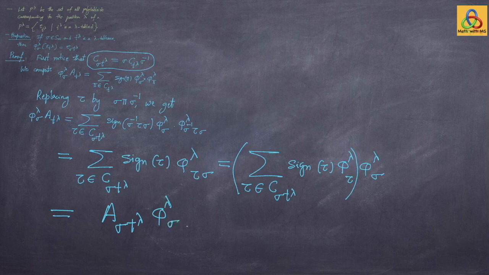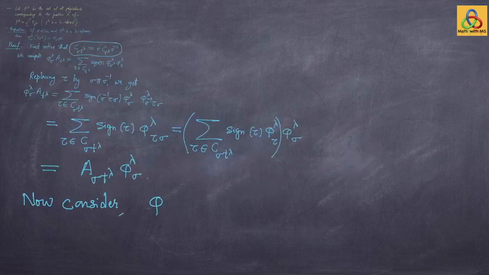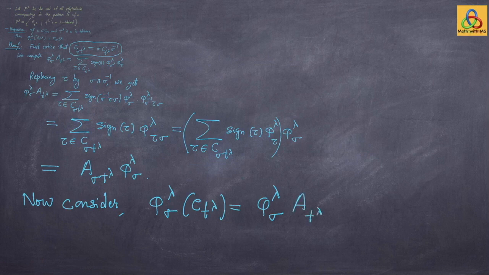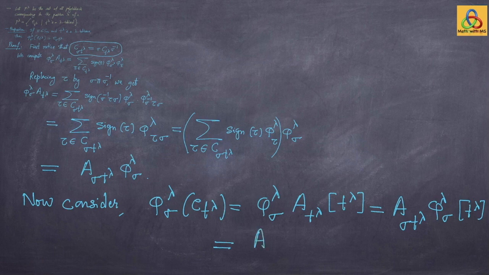Now to prove the assertion, evaluate it at T lambda. Consider phi lambda sigma of this polytabloid E of T lambda. That by definition is the same as phi lambda sigma and E of T lambda, which by definition is the same as A of T lambda of the lambda tabloid T lambda. But we know that phi lambda sigma into A T lambda is the same as A of sigma T lambda, phi lambda of sigma, and acting on this lambda tabloid T lambda, which is the same as A of sigma T lambda. And what is phi lambda sigma acting on T lambda?